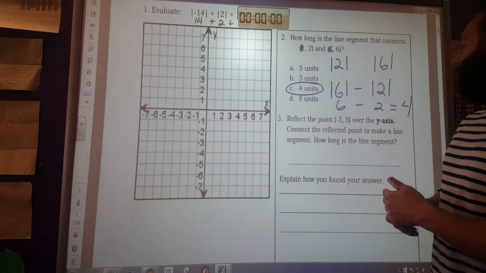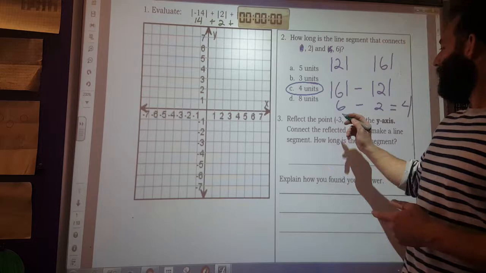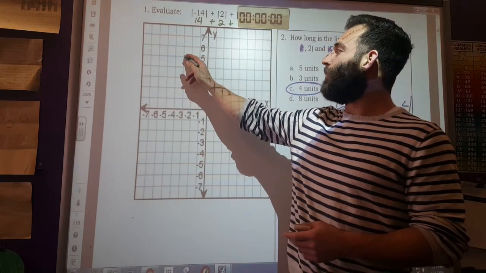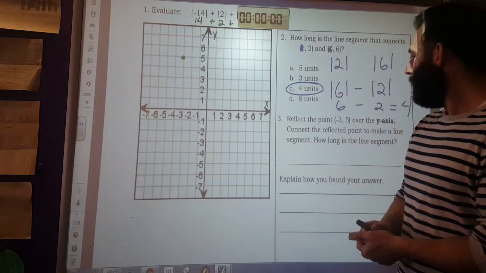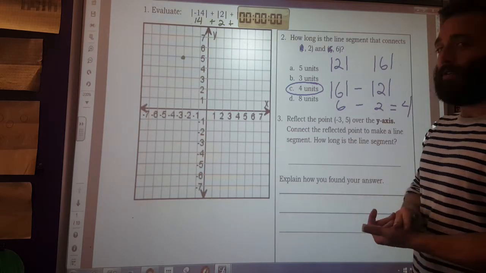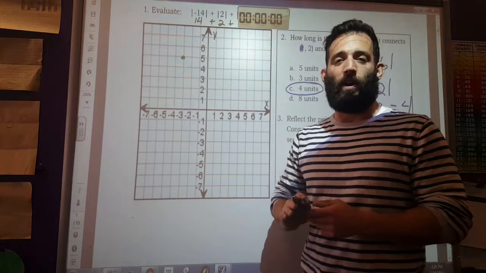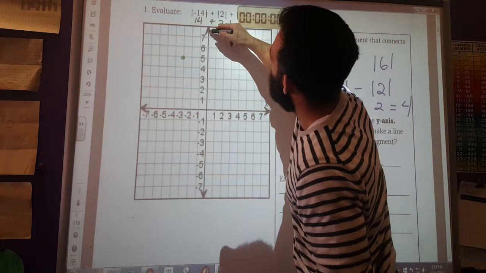Reflect the point (negative 3, 5) over the y-axis. Now first, I'm going to plot my (negative 3, 5). I'm going to run backwards 3 and jump up 1, 2, 3, 4, 5. Plot my point here. Continuing on, connect the reflected point to make a line segment. Remember, a line segment connects a vertex to another vertex. Reflected over the y-axis, that's this one here.